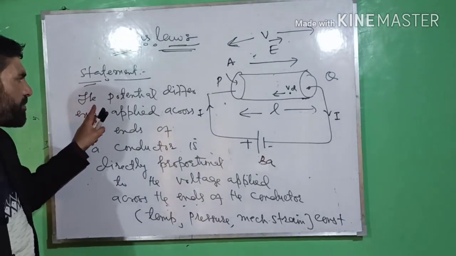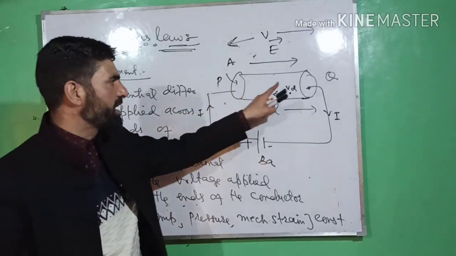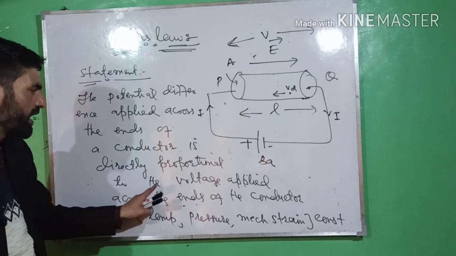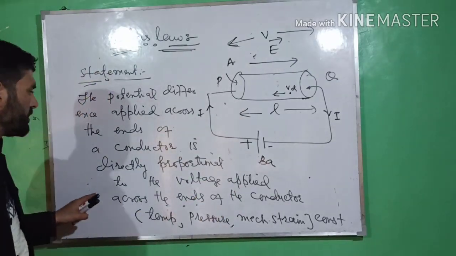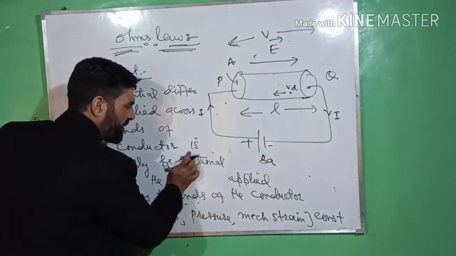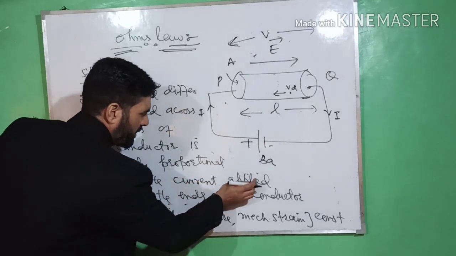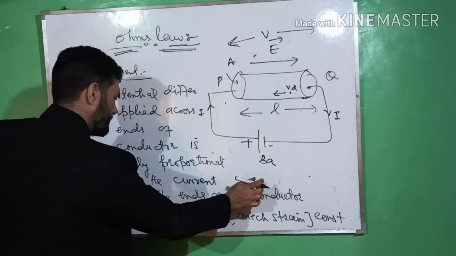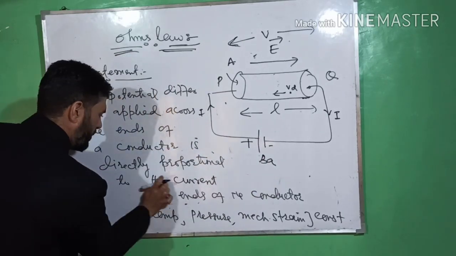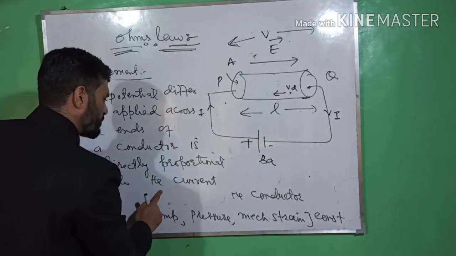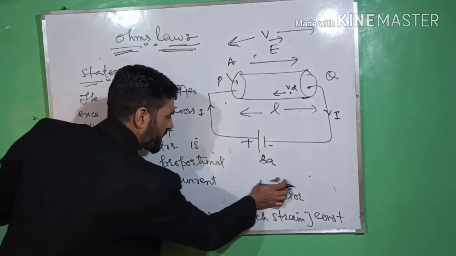That is, the statement is the potential difference applied across the ends of the conductor, it is due to this battery, is directly proportional to the voltage. Is directly proportional to not the voltage beta, it is directly proportional to the current across the conductor, not across the ends but across the, sorry dear students, directly proportional to the current across the conductor.